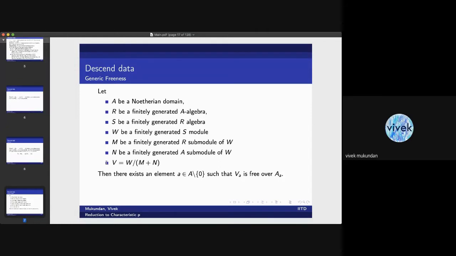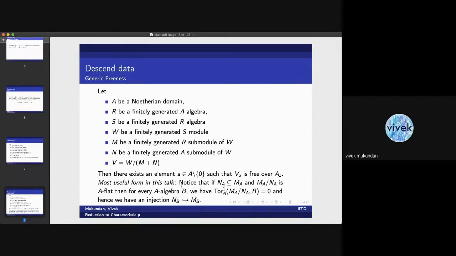One consequence of the generic freeness, which is most useful throughout the notes, is that if you have MA contained in NA, and MA mod NA is A-flat or free usually, then for every algebra B, we have that Tor 1 of MA mod NA comma B is 0, because MA mod NA is flat. And hence we can actually inject NB into MB. Another way of saying that you can associate NB with its image in MB. So this is one useful technique which will be used throughout all the proof, most of the first part of the proof in the course.